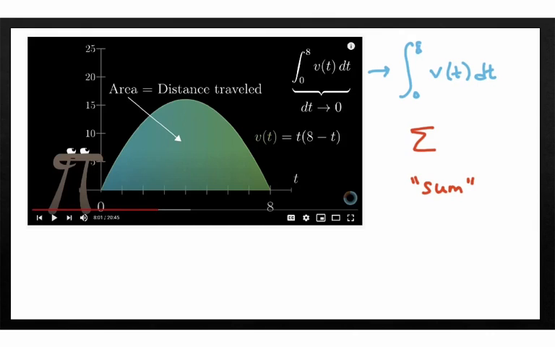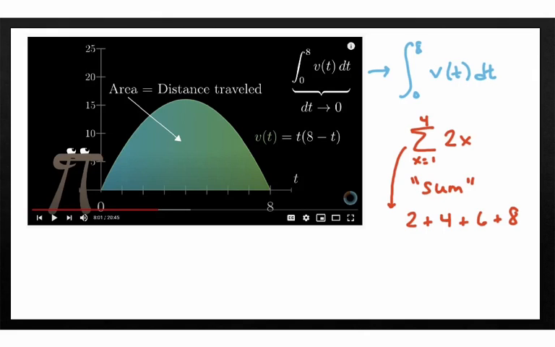So, for example, let's say the formula here is 2x, and x is going from 1 to 4. What sigma means is start at that bottom number, which is 1, plug it into your formula, so 2 times 1 is 2, and then plug in every number up to the top number. So we have 2 times 1 is 2, 2 times 2 is 4, 2 times 3 is 6, and 2 times 4 is 8.